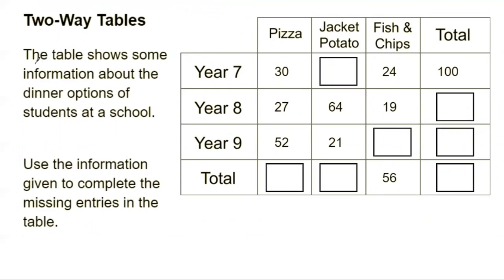The table shows some information about the dinner options of students at school. Use the information given to complete the missing entries in the table. Okay, so year 7, must have been 100 people in year 7. There's 30 like pizza. 24 chose fish and chips. You need to work out what's left to add up to 100. So you've got 54 there, haven't you? So 54 to get to 100. It's essentially that question, which is 46.